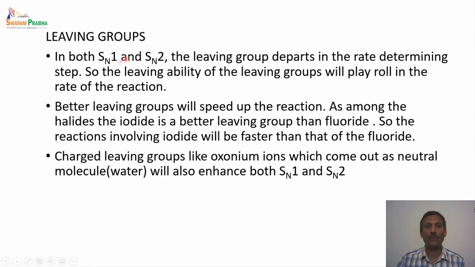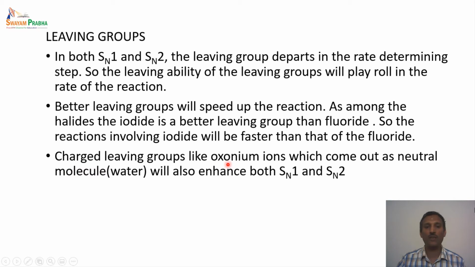And when we talk about the leaving groups, in both SN1 and SN2 reactions, the leaving group departs in the rate determining step. So, the leaving ability of the leaving group will play an important role in the rate of both SN1 and SN2 reactions. In other words, better leaving groups like iodide will speed up the reactions. And among the halides, as we know, iodide is a better leaving group than fluoride. So it favors both the SN1 and SN2 reactions. In other words, the reactions involving iodide will be much faster compared to fluorides.